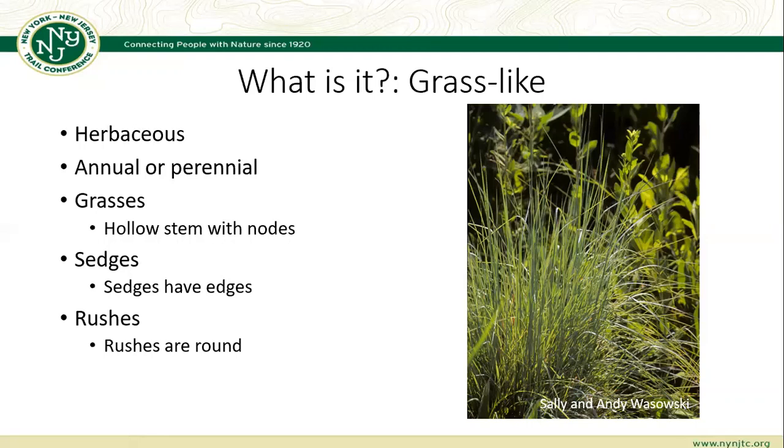Perennial meaning that some part of that plant, usually the roots, are going to survive over the winter, and that plant is going to come back from that living plant material the next spring. So the three general grass-like groups are grasses, sedges, and rushes. Grasses have hollow stems with nodes, sedges have edges, and rushes are round. Grass identification is pretty difficult and tricky, so I'm not going to go into any more detail than this. I just wanted you to be aware of the general categories of what grass-like plants are.